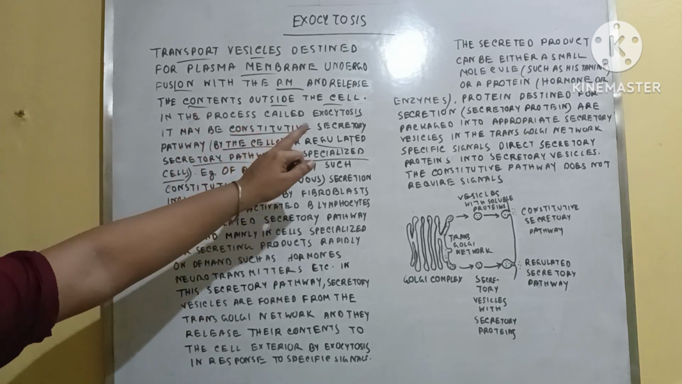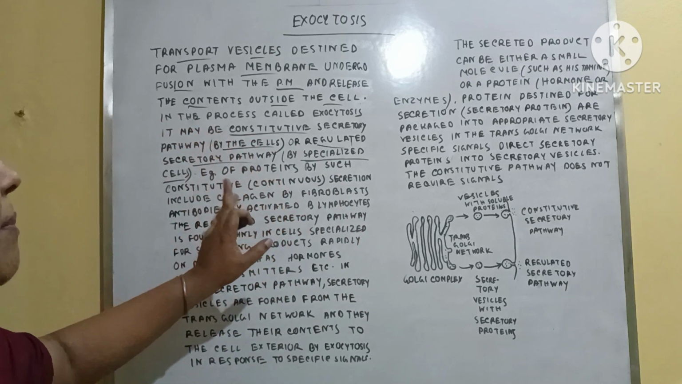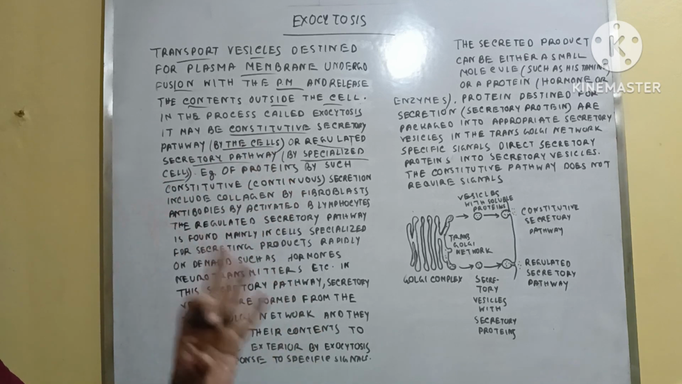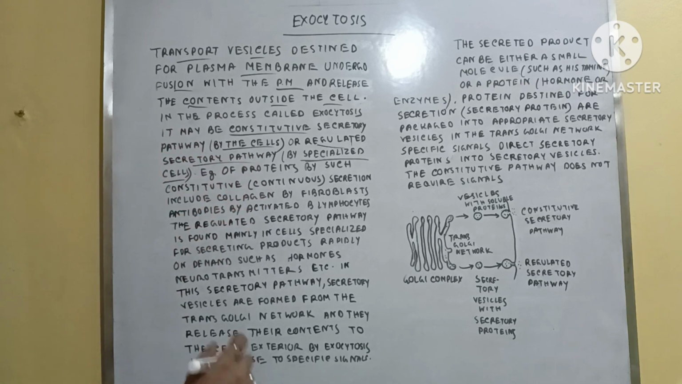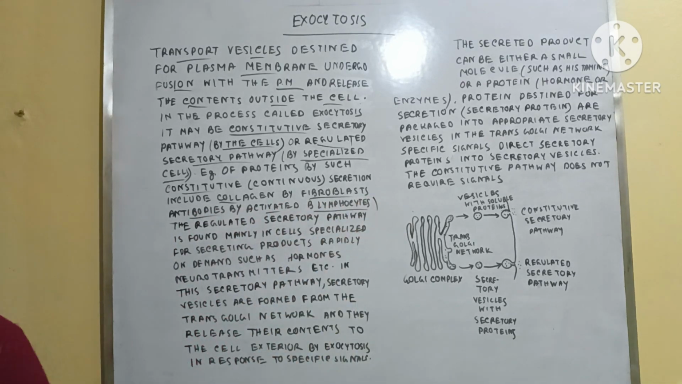Generally the constitutive secretory pathway is possible for all cells, but the regulated pathway is not possible for all cells. Only some specialized cells are involved in it. Clear? Examples of constitutive secretion are collagen by fibroblasts and antibodies by activated B lymphocytes.